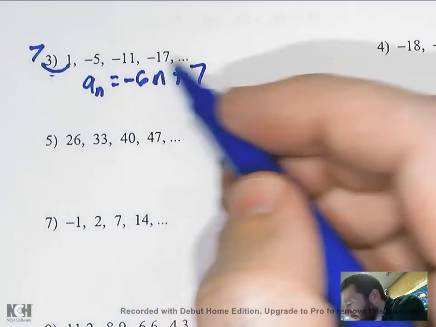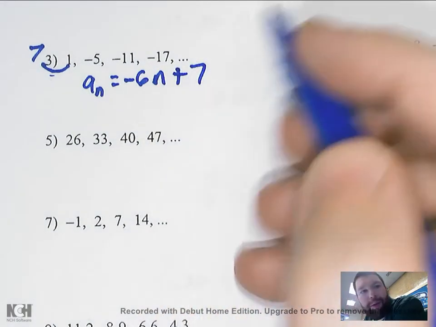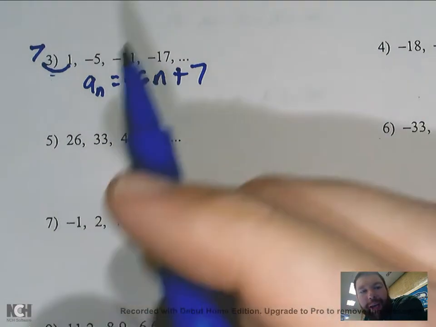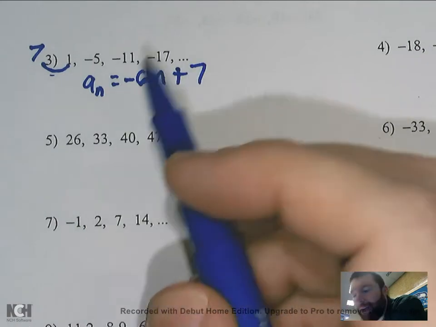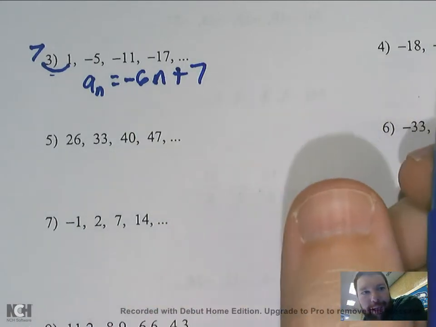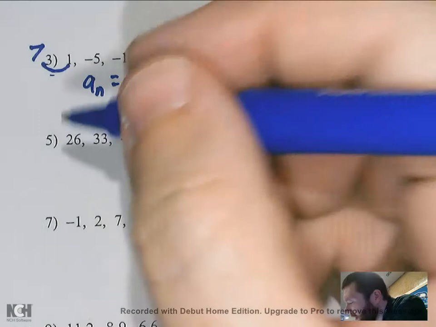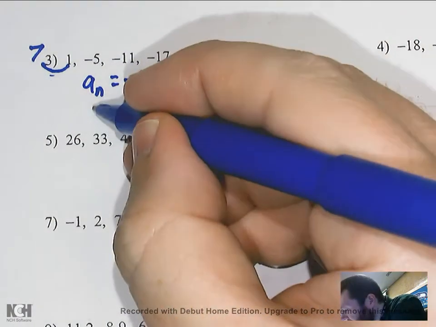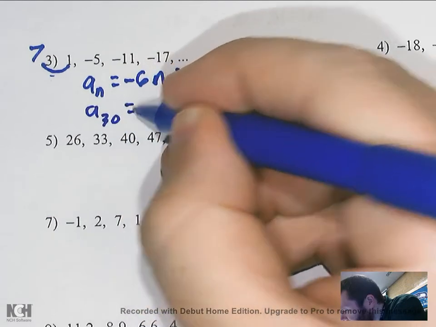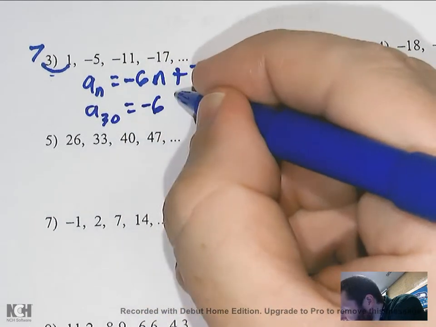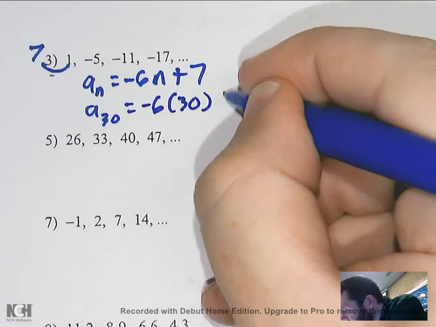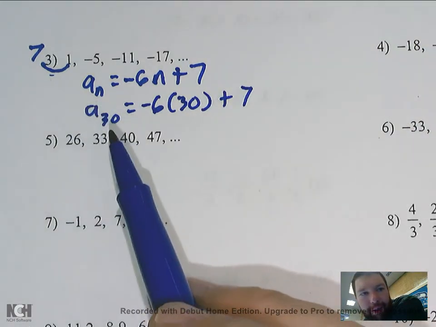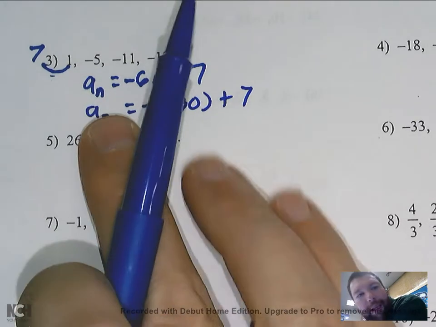It's just the common difference times n plus the zero term. Okay? Now we can use this to find any term in the sequence. The instructions say I want to find the 30th term. So to find the 30th term, I'm just going to replace these n's with 30. So a sub 30 equals -6 times 30 plus 7. Again, a sub 30 just means the 30th term. I don't actually have to do anything with it.